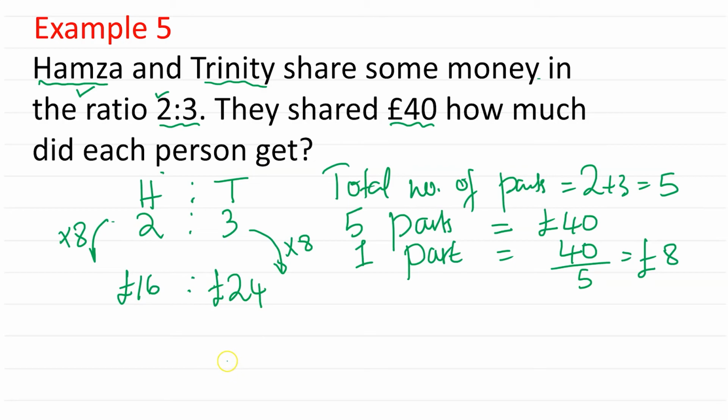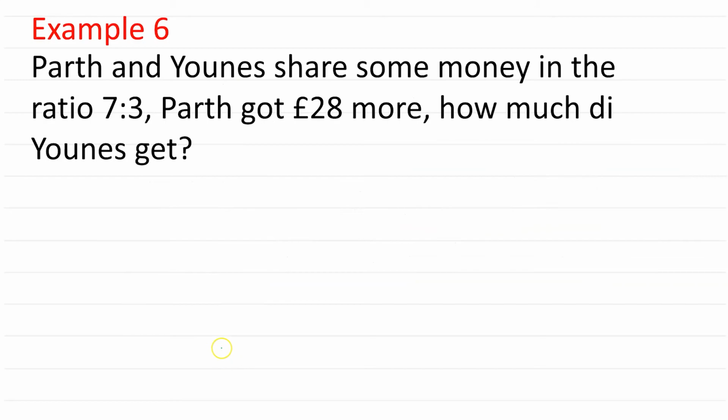Right, let's go to the last question. Now this question is slightly twisted, but it's very easy. So please stay until the end of this session because you will understand this. So we're told Parth and Yunus share some money. If the ratio 7:3, Parth got £28 more. How much did Yunus get? So how many parts do we have? Okay, let's just draw that bar again.